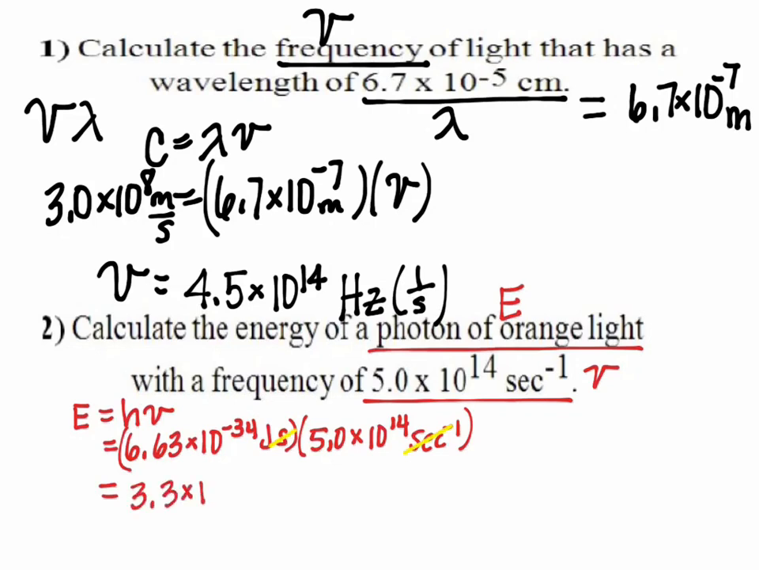3.3. 11th? I got negative 19. Is it negative 19? Negative 19 joules. Negative 30. So I said you guys need to be punching this in the calculator. Questions? Let's go do a few more.